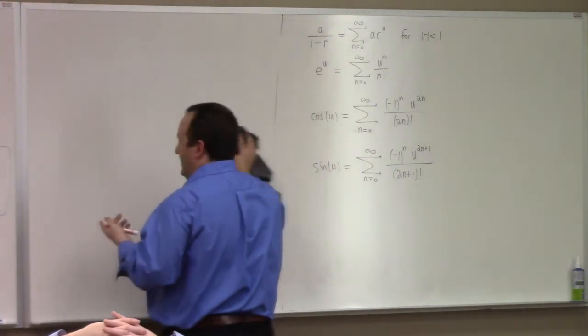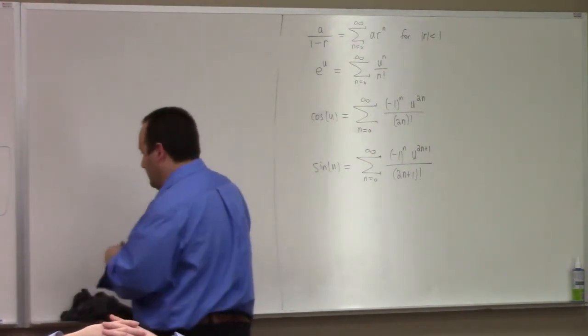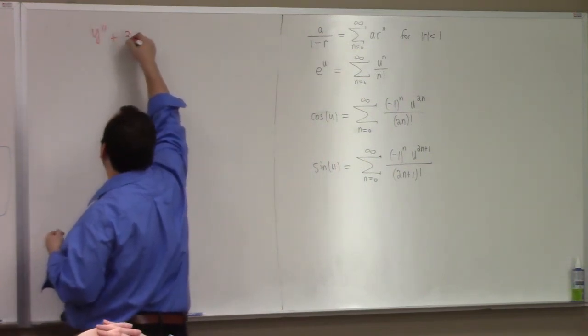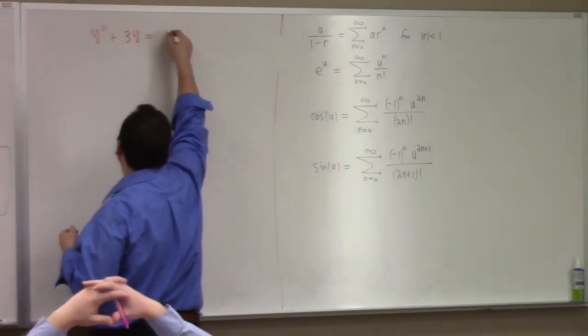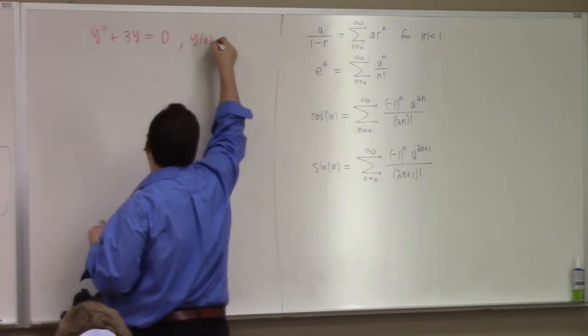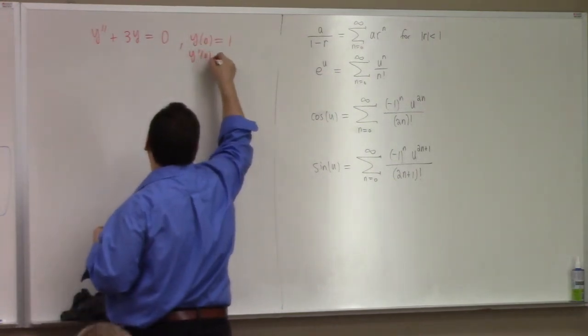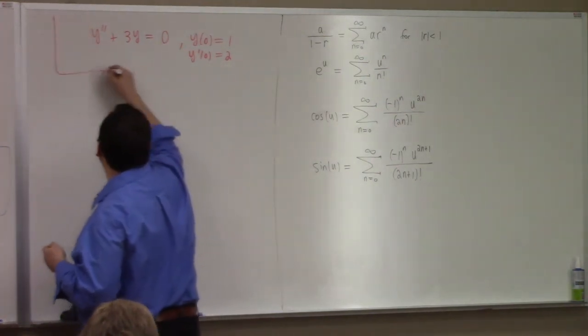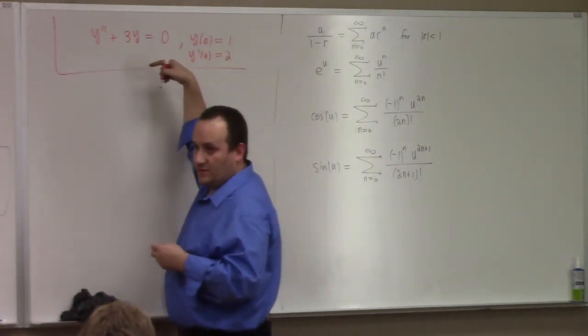The other way to make these less weird is if I give you something like: solve y prime prime plus 3y equal to 0, and you know that y of 0 is 1 and y prime of 0 is 2, find the first three terms. That makes it way easier, because then there's no undetermined constants.